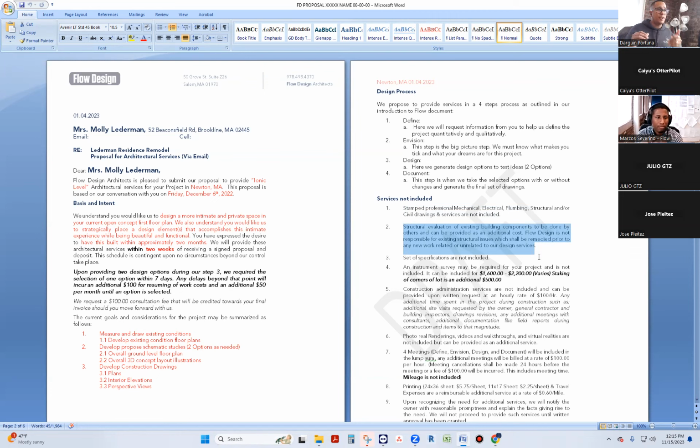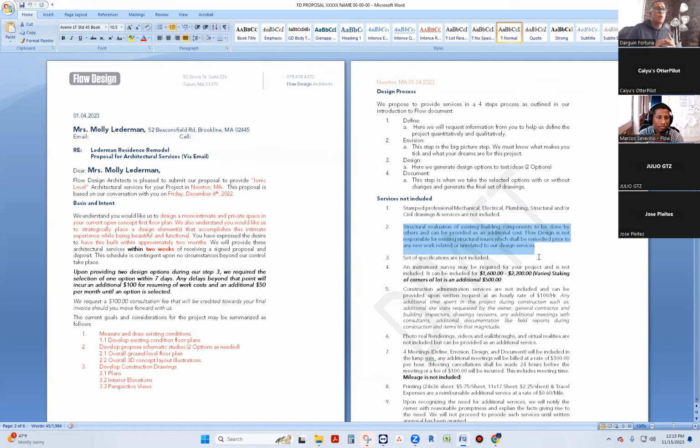So now we're saying the following, and we're going to be adding this to our construction template, and we would like to add it to our notes, T101, T102 sheets. So that says it always: structural evaluation of existing building components to be done by others and can be provided as an additional cost.